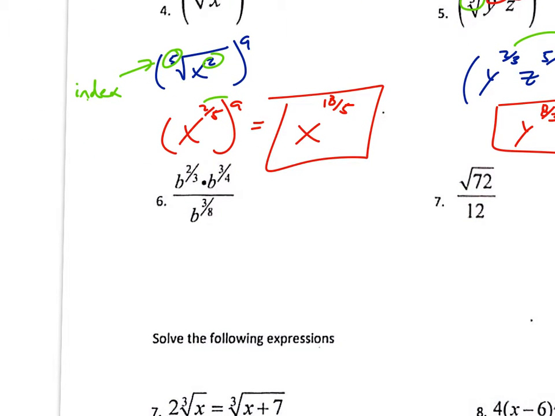For the next one, number 6, we still have exponent rules. And if you remember, whenever we multiply exponents together, we're going to have to add them. And whenever we divide exponents, we're going to have to subtract them. And so just the way fractions work, we're going to have the same denominator.